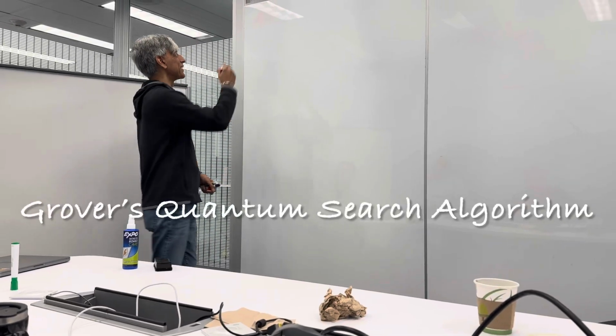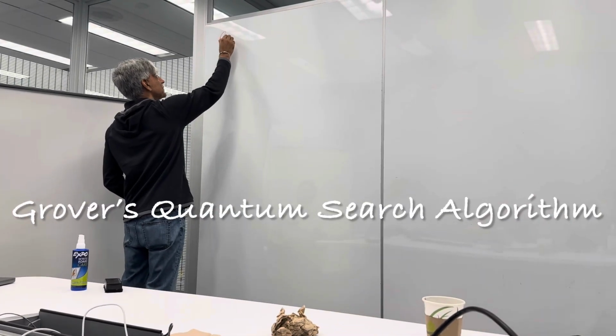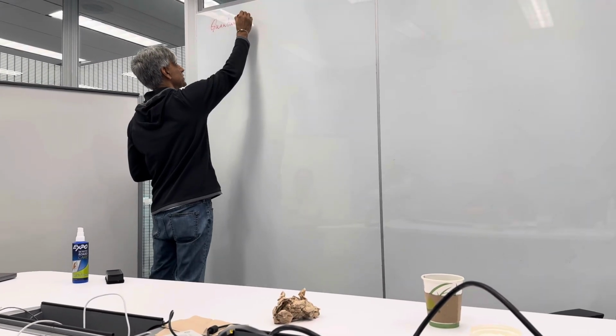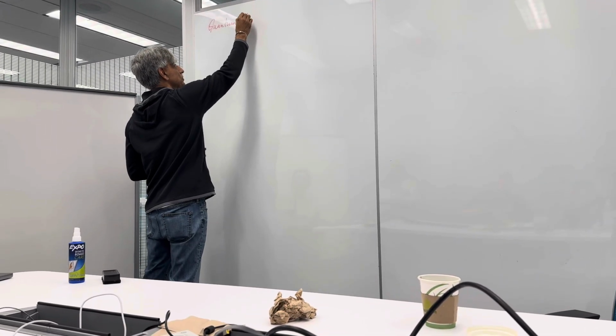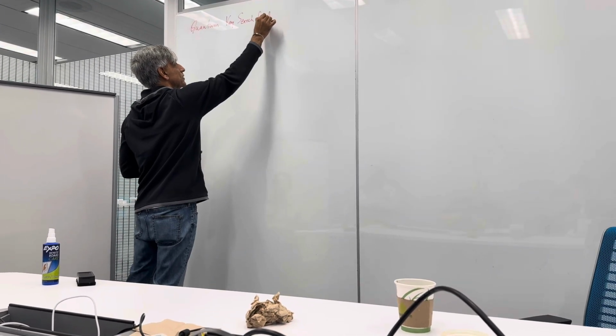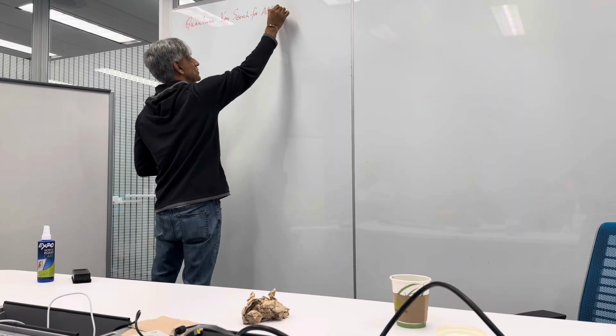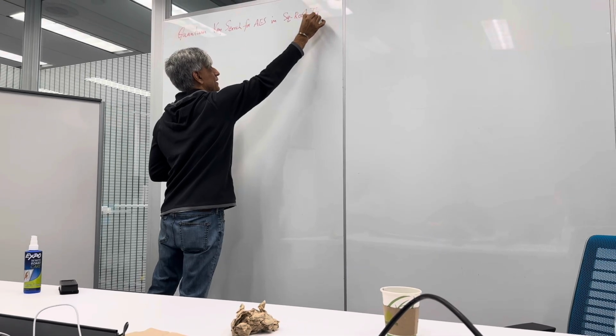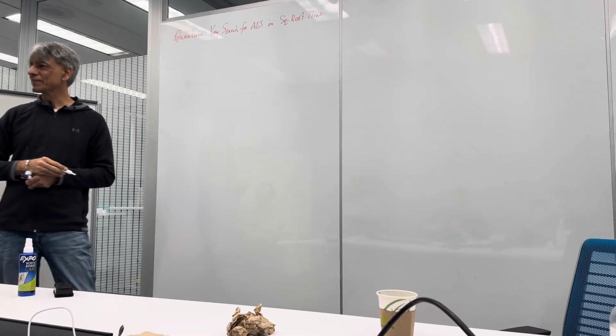Okay, so today we're going to learn a quantum algorithm to search for an AES key given a single sample in square root time of what is normally expected in classical computing. All right, so quantum key search for AES in square root time. Okay, that's what we want to do.